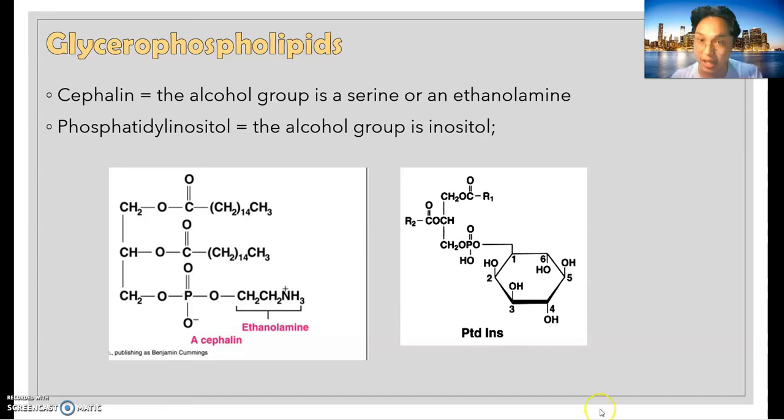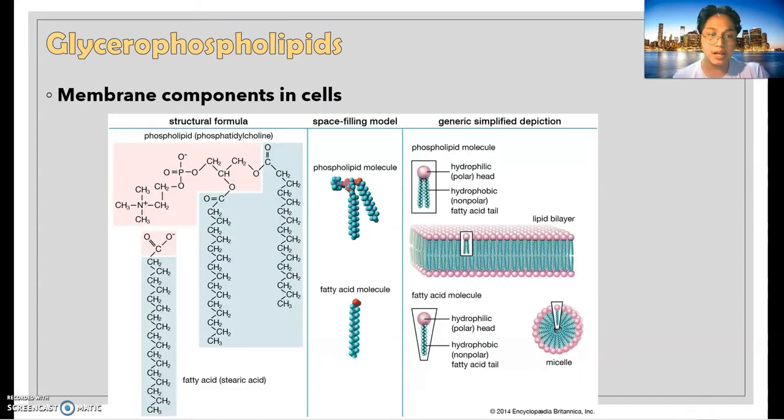In cephalin, they actually differ mostly in the alcohol group. If the alcohol group in your glycerophospholipid is ethanolamine, that's your cephalin. While if it is inositol, that's what you call phosphatidyl inositol. So your phosphatidyl inositol and your cephalin are all under the glycerophospholipid. Again, the function of these glycerophospholipids is as membrane components in cells.